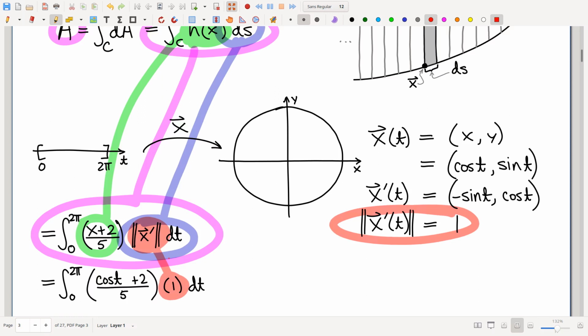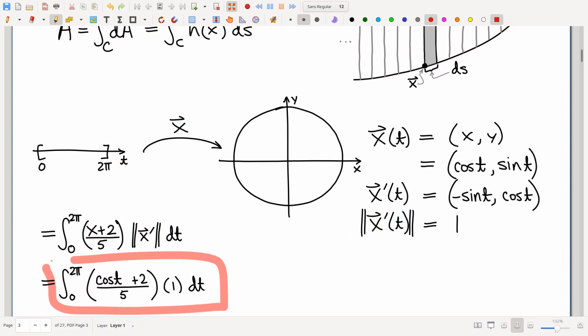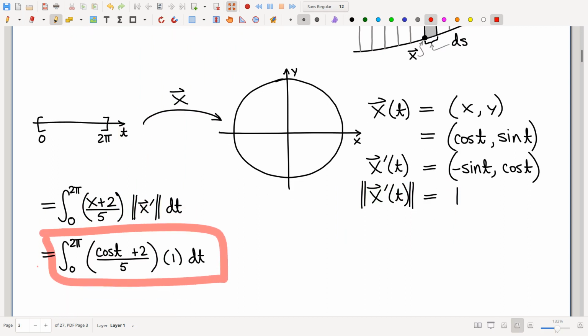And we plug and chug. This one's actually a pretty straightforward integral as well, because it's just trig and stuff. Nothing to it. All right.